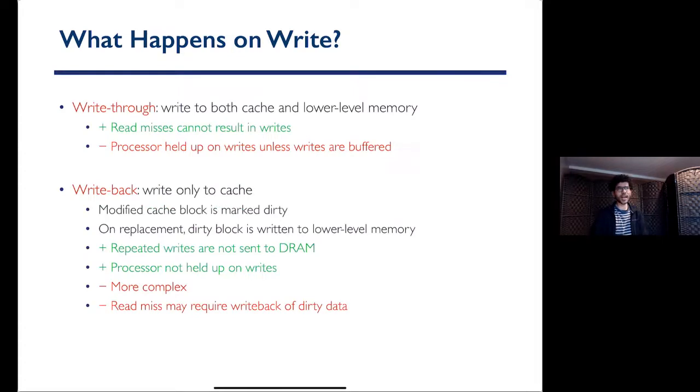Now, when we write to cache, there are two options. One is write through, one is write back. So with write through, if you are writing, you write both in the cache and you also write in memory. So it happens in both the cache and memory, right? Now, with this one, if you have a read miss, so if you want to read and it misses, then it doesn't require a write.